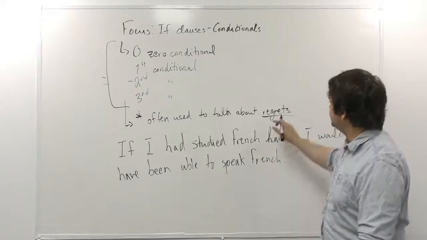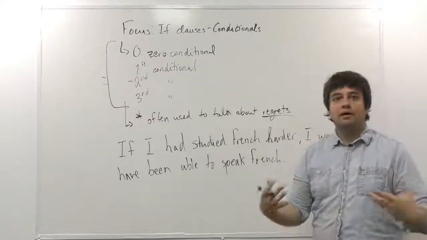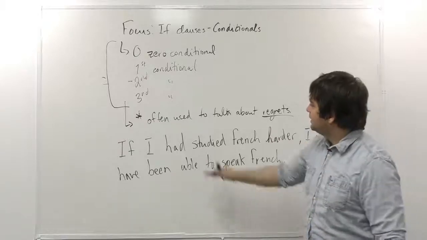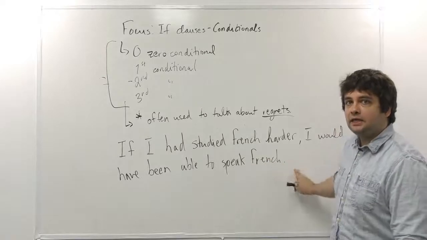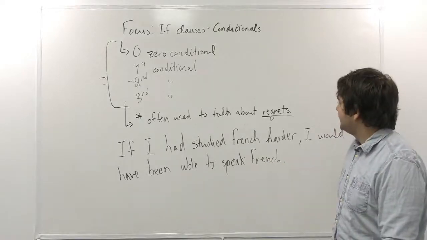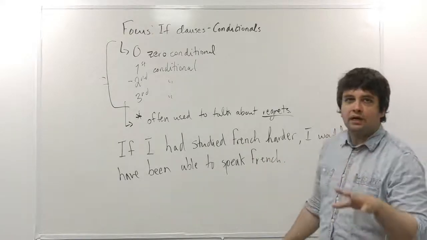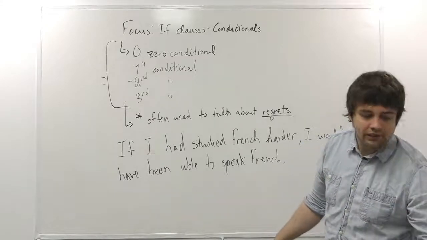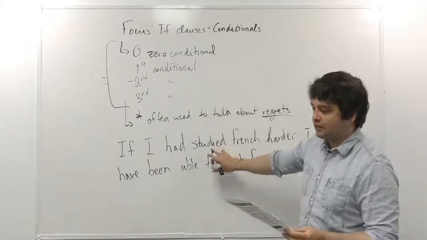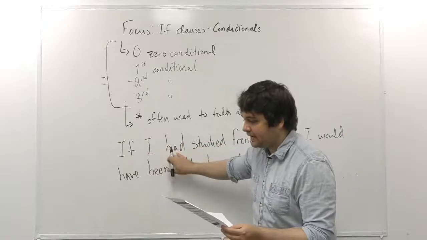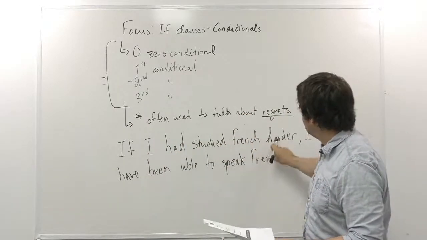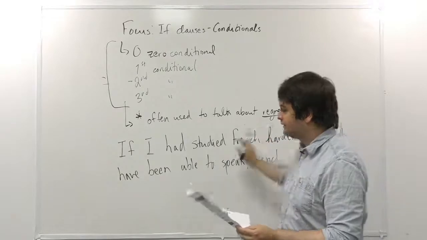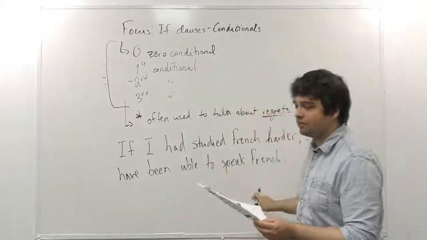Now, this is a decent sentence. It makes sense, and it's expressing my regret about not studying French harder, because if I had studied French harder, I would have been able to speak French. But I didn't, so I can't, right? Now, another kind of strange thing you will notice here, the structure is correct. If I had, and then we got our past perfect studied, French harder, I would have been able to speak French.